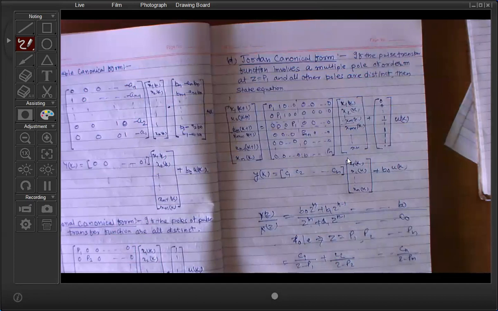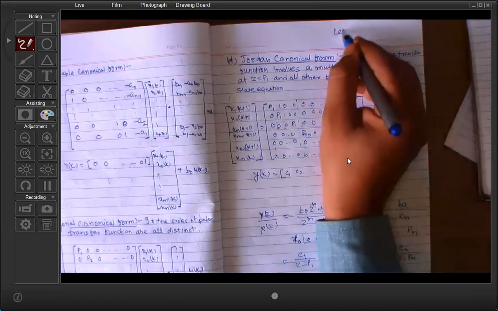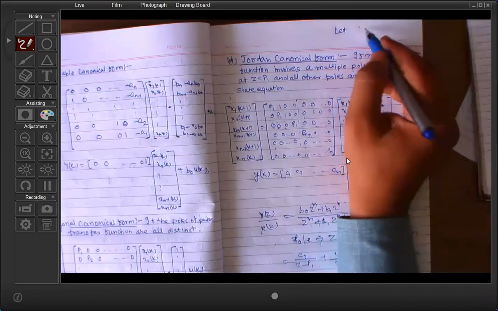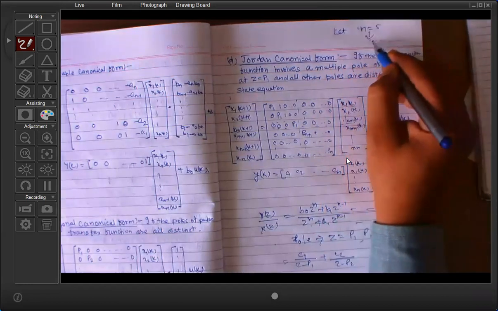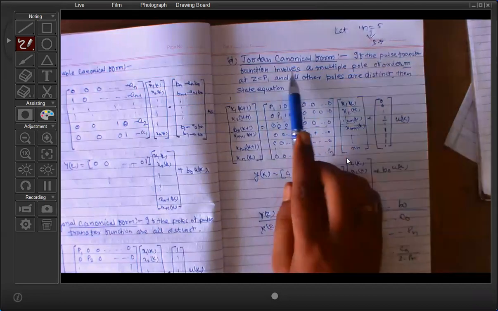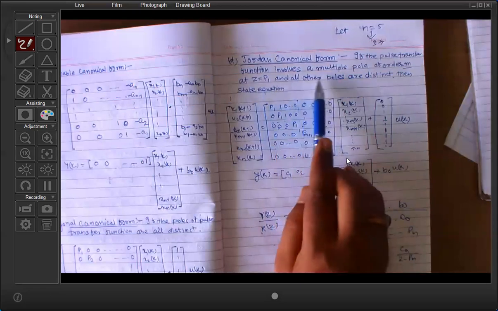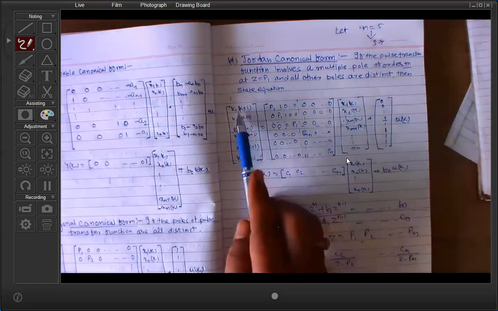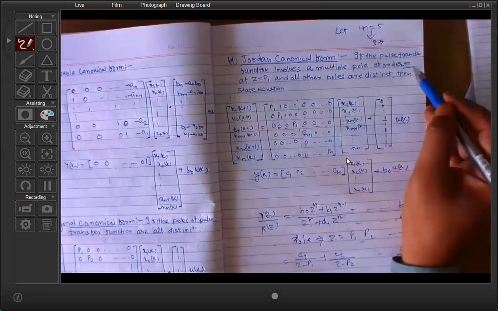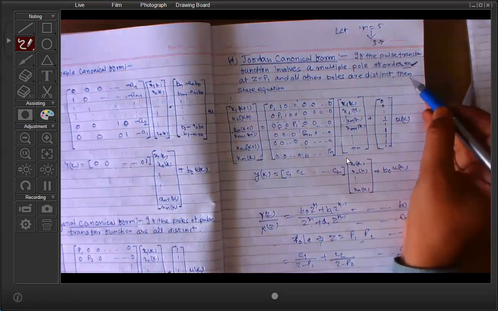Jordan canonical form. So suppose among the n number of poles of any transfer function, m number of poles are the same. That means suppose any pulse transfer function has n number of poles, n is equal to 5, and among the 5, 3 are the same. In the same way, if the pulse transfer function involves a multiple pole of order m at z is equal to p1 and all other poles are distinct, then the state equation becomes as follows. That means m number of poles are the same and the others, that is n minus m number of poles, are distinct.